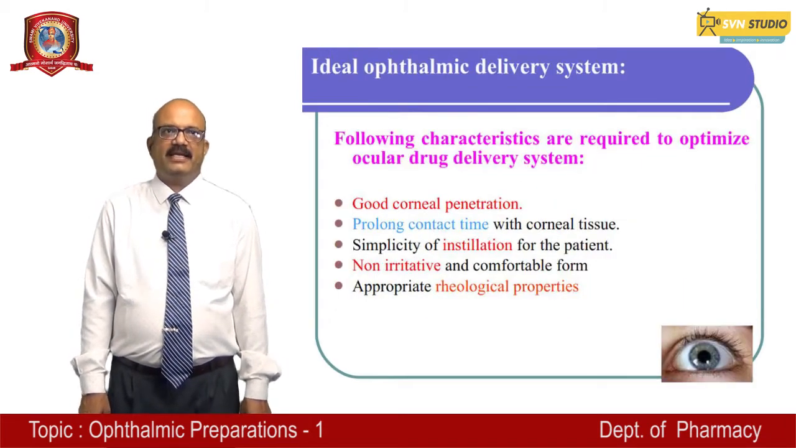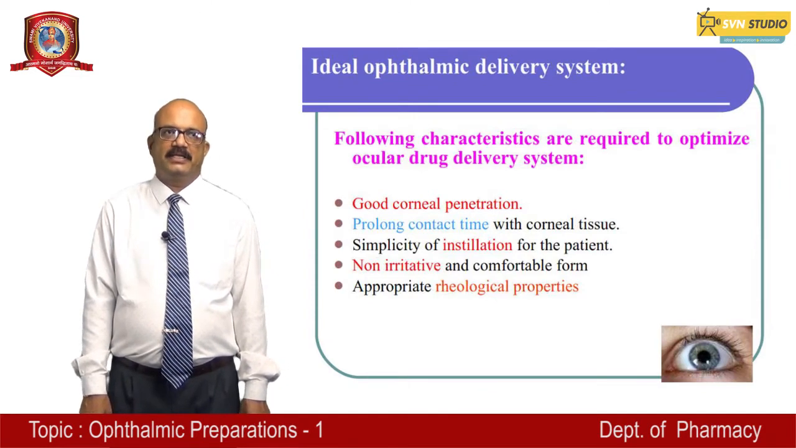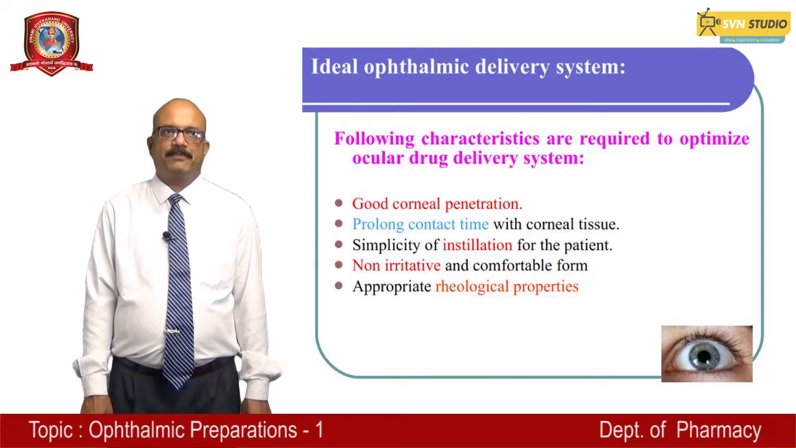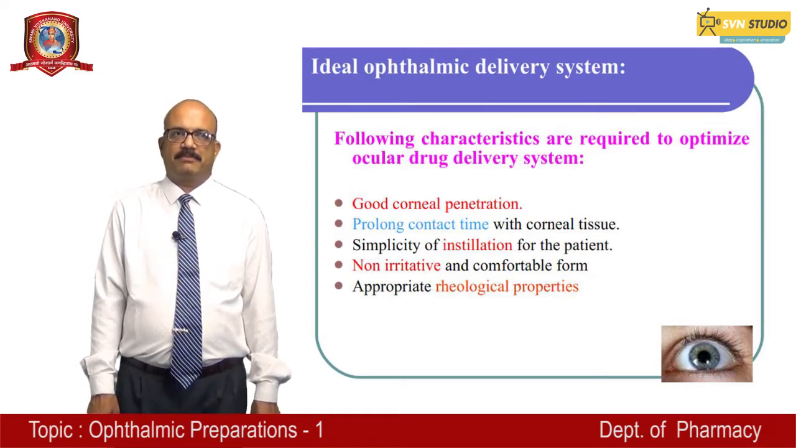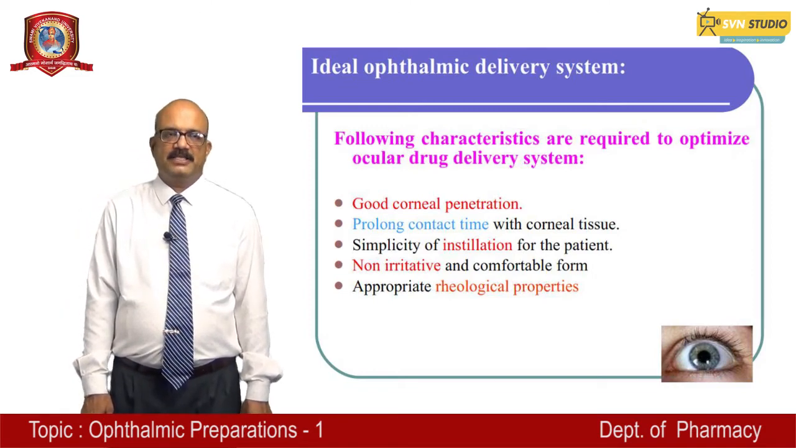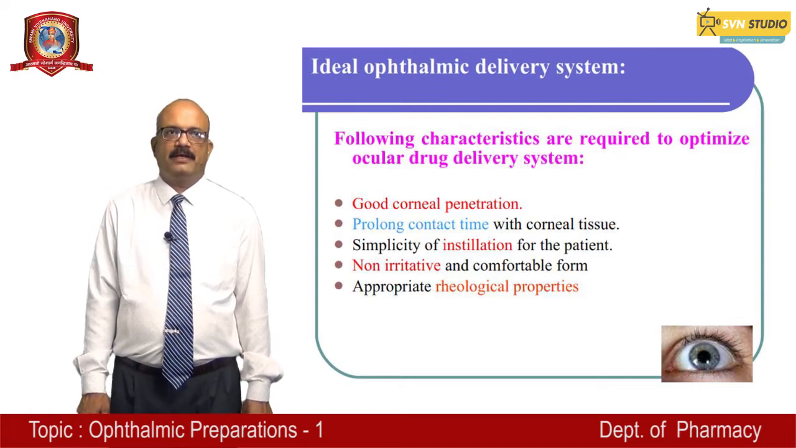The following characteristics are required to optimize ocular drug delivery systems: it should have good corneal penetration, it should provide prolonged contact time with corneal tissues, it should provide simplicity of instillation for the patient, it should be non-irritative and comfortable, and it should have appropriate rheological properties.